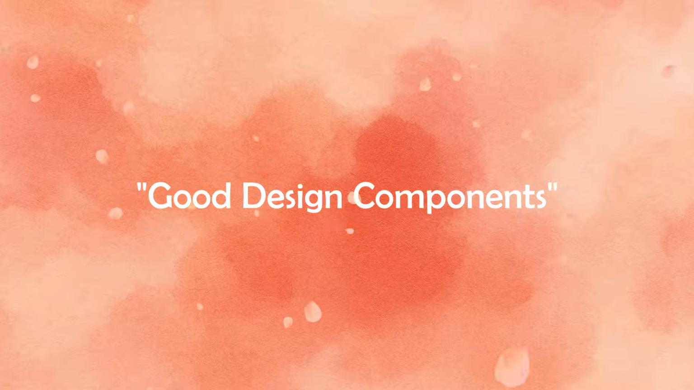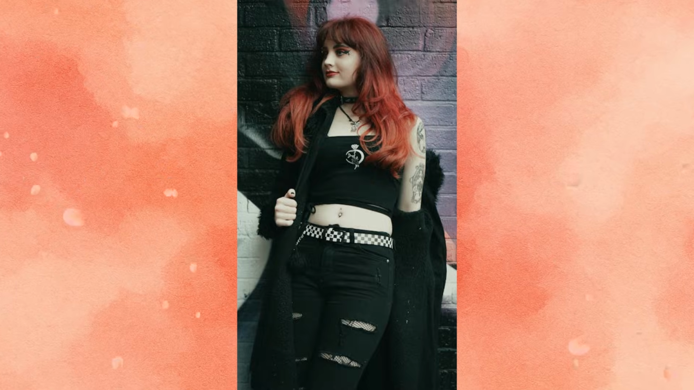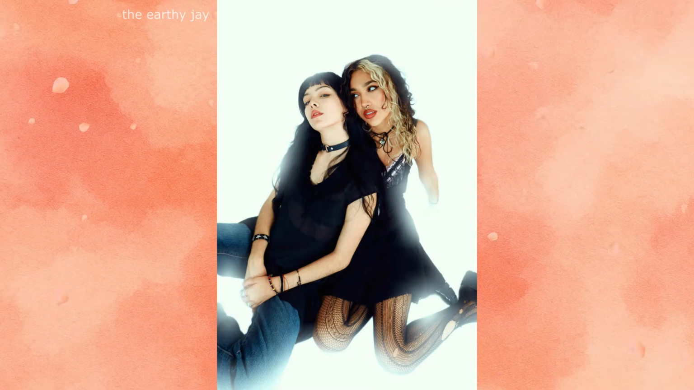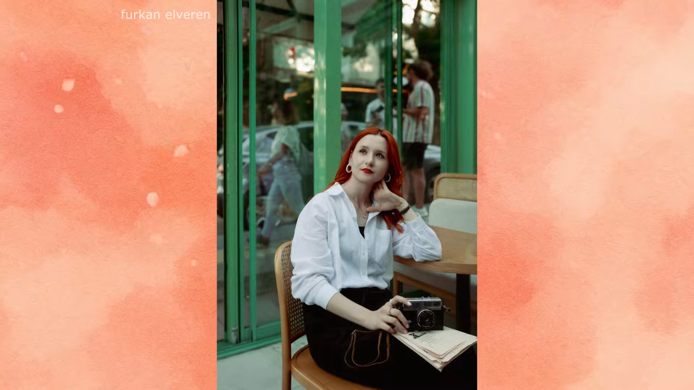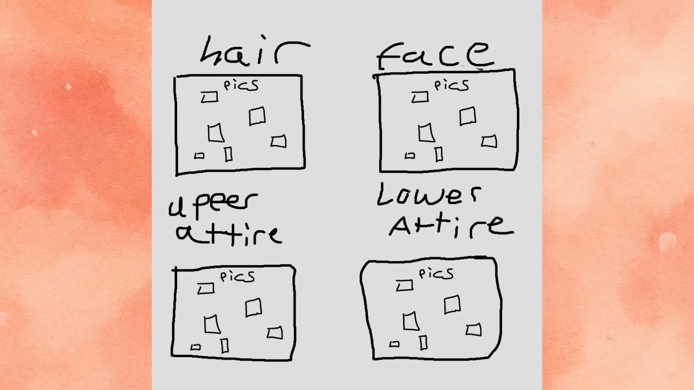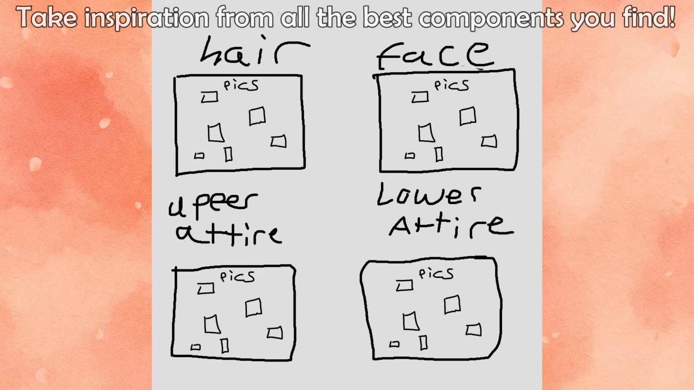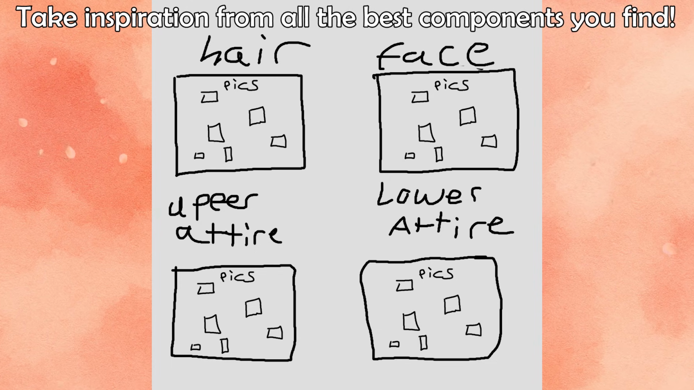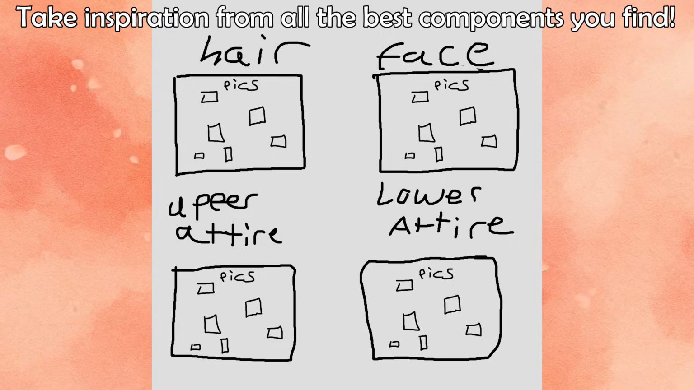What I mean by components is to take images that have something unique or special about them that draws your attention. Because when I make my characters and think of the design, I have multiple inspiration boards, one for each part of the character. For example, I'll make an inspiration board for the hair, one for the face, one for the upper part of the body, like the upper attire and clothing, one for the pants area or skirt or whatever she's going to wear. So let's take the hair for example.